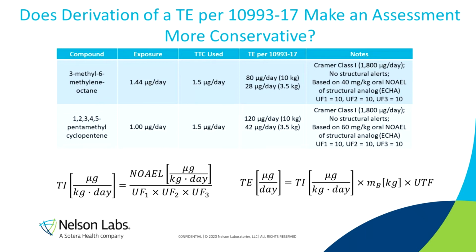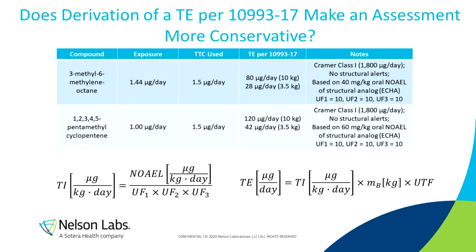Once you have a tolerable intake, that's the TI, you make that into a tolerable exposure by taking that amount, which is in units of micrograms per kilogram per day, multiplying it by a standard body weight for the population involved, and then also a utilization factor that scales for the number of concurrent exposures to that type of compound that might happen in a hospital setting. And the default utilization factor is 0.2. So it's basically assuming that there would be 5 parallel sources of compound in an exposure setting.